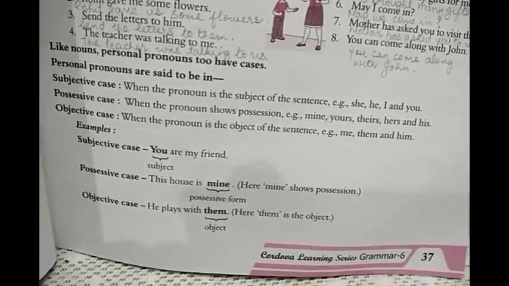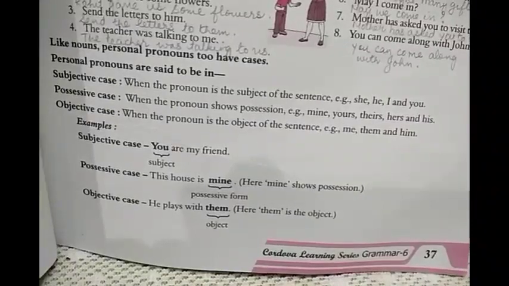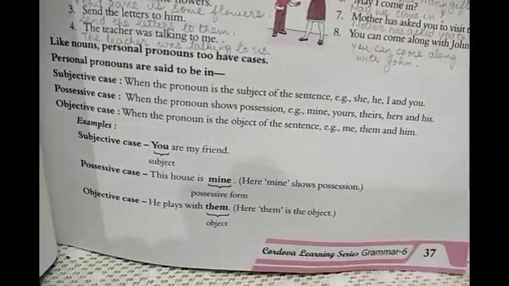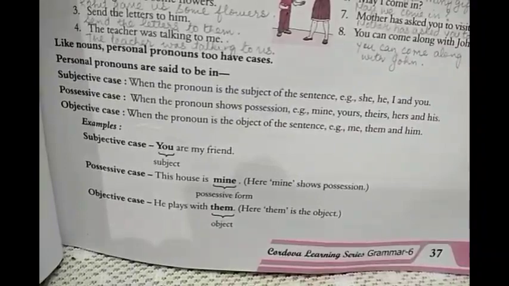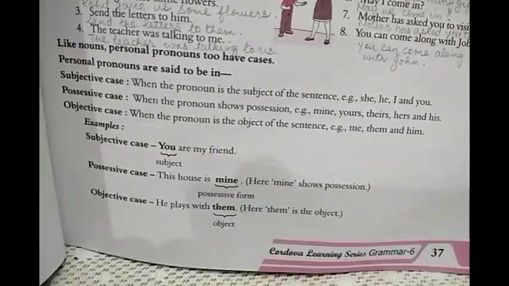The house, this house is mine. So the house belongs to whom? It belongs to me. This house is mine. So "mine" is the possessive form here. So this sentence is in which case? Possessive case. The third one is objective.